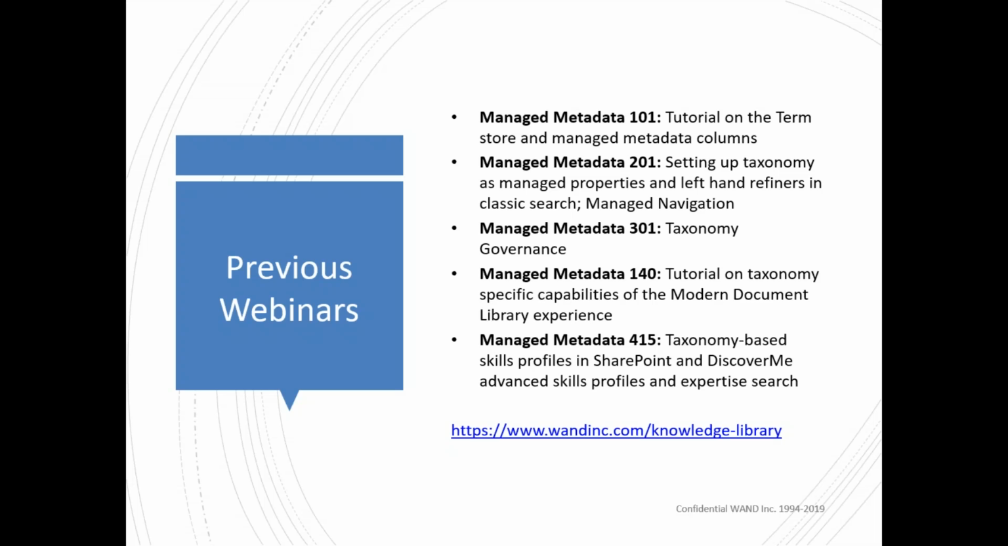The Manage Metadata 201 gets a little bit more involved into some of the advanced features like setting up the field as managed properties, setting up left-hand refiners, using managed navigation. Our Manage Metadata 301 goes into taxonomy governance a bit. The 140 has a tutorial on the taxonomy-specific capabilities of the modern document library experience as opposed to the classic, which I think the modern document library experience is fantastic from a taxonomy and a tagging perspective. And then last, we did a Manage Metadata 415, which talks about taxonomy-based skills profiles in SharePoint.